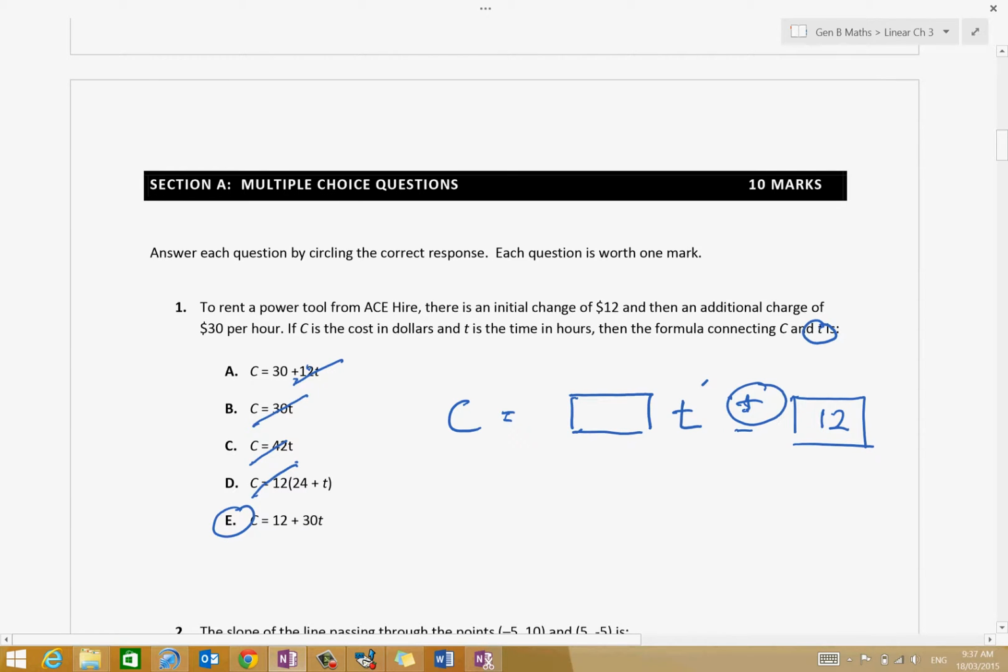Yeah. Okay. However, it's saying that there's $30 per hour, which means for every hour that you increase your rental, you're increasing the cost by $30. So therefore, we need something with a gradient of 30t plus 12, but you didn't even need to know that because the only thing which had a constant of plus 12 in it was E.